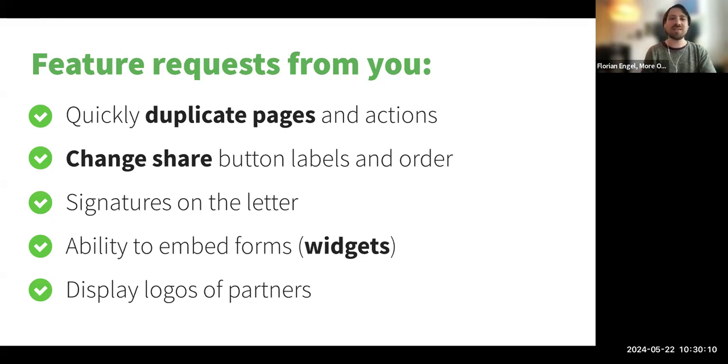The second one is changing the share button labels and also the order of share buttons. That is another thing that we've introduced in the current version of Impact Stack. That is pretty fixed. You can change the copy around it, and you can make a lot of changes to the share buttons. But the thing that is fixed is the order, and you can't change the label yourself. With the next generation, we've made that possible.